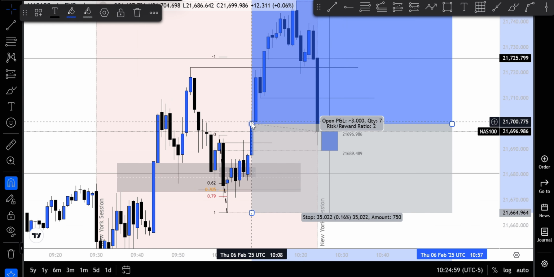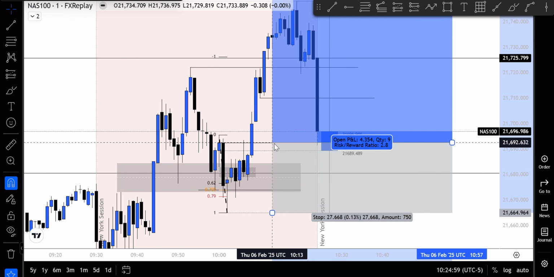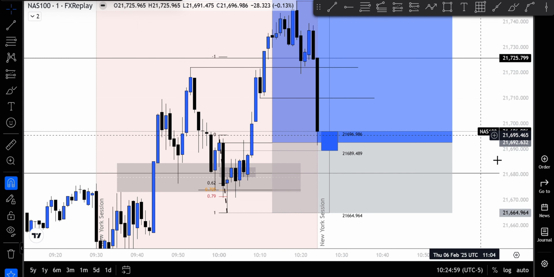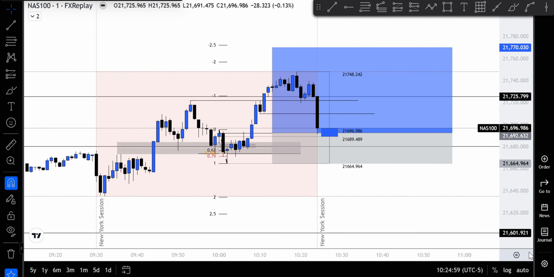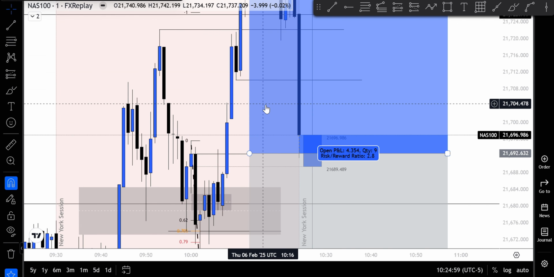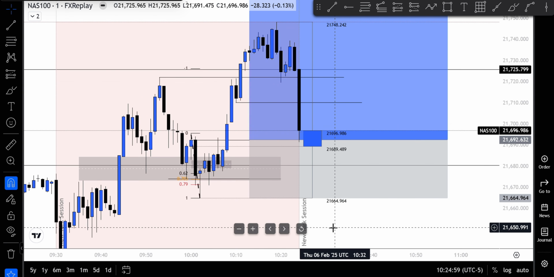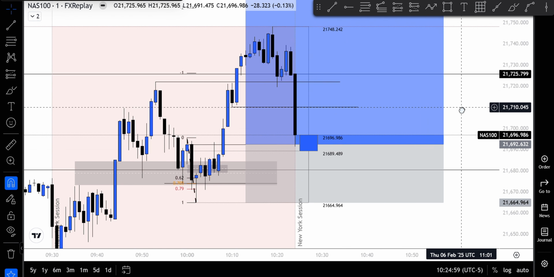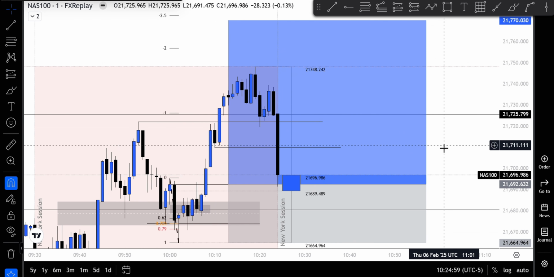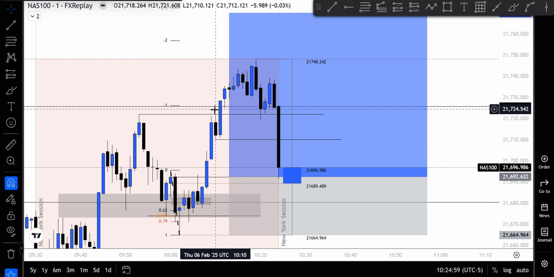Now, what can I also do? I can wait for that tap into that change in state of delivery zone, which, as you can see, already happened. Now, what can happen? It can go down, but it can go extremely up. That's why I don't like these entries, just because of how risky they are, because this has two outcomes. It is either one or another.